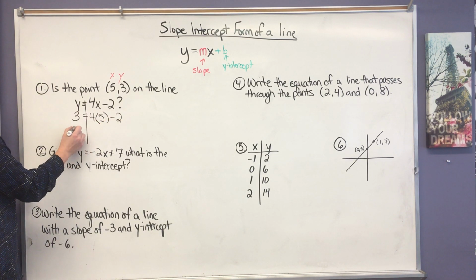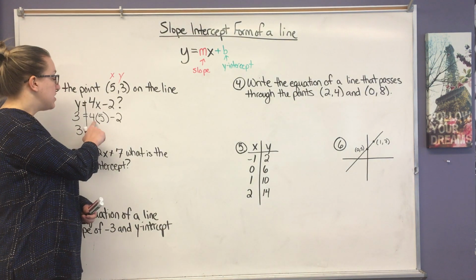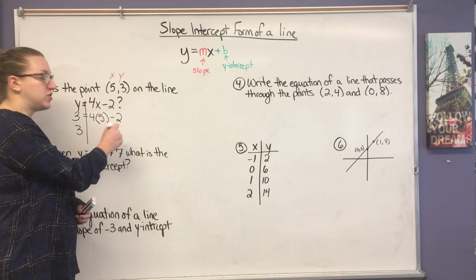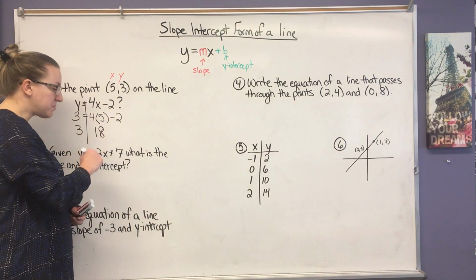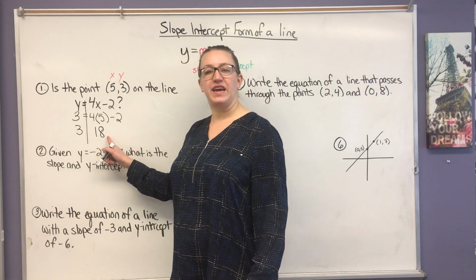So we have 3 for y equals 4 times (5) minus 2. If I split it down the middle, keep the left on the left, and then on the right we're going to do the math. 4 times 5 minus 2 is 18. Now we evaluate the statement. Is 3 equal to 18?